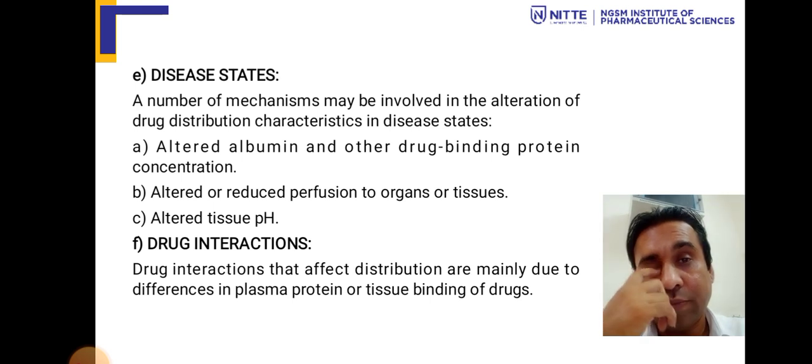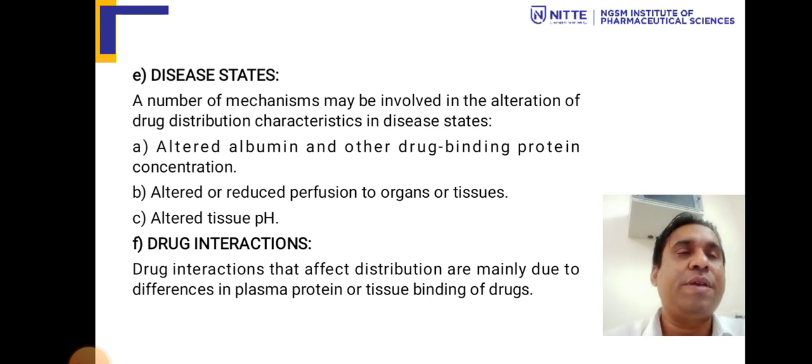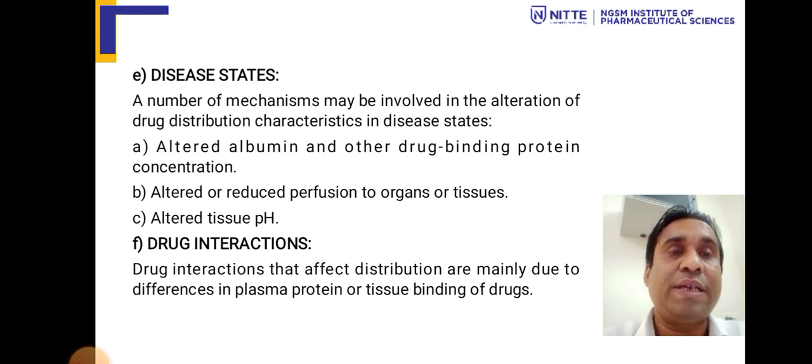Disease state. A number of mechanisms will be involved in the alteration of the drug distribution characteristics in disease state: altered albumin and other binding protein concentration, altered or reduced perfusion to organs or tissues, and altered tissue pH. Drug interactions that affect distribution are mainly due to differences in plasma protein or tissue binding of drugs.